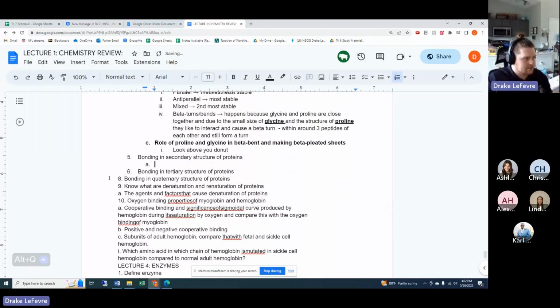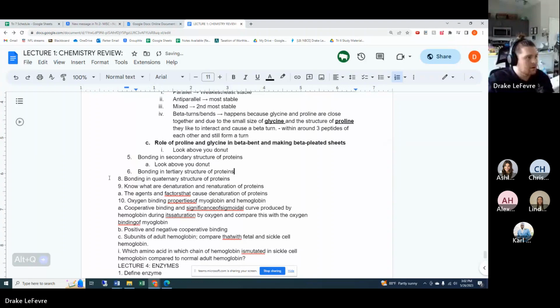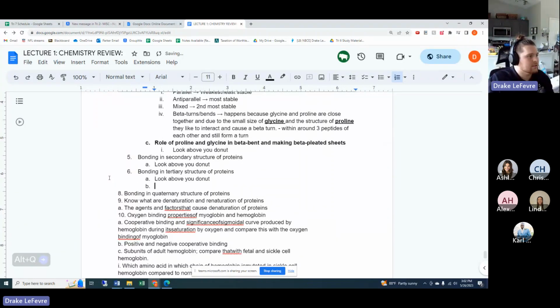Bonding and secondary structure of proteins. Look above, you donut. Bonding and tertiary structure of proteins. What does "look above" mean?